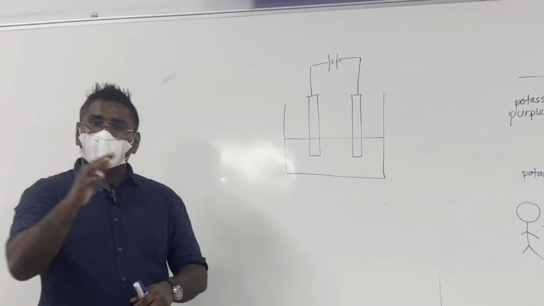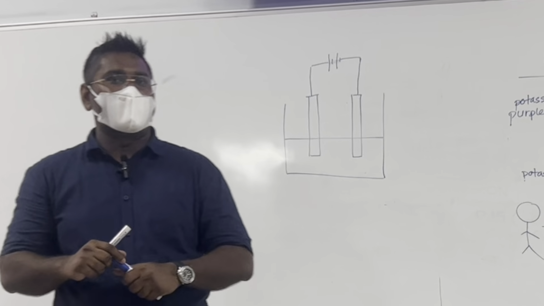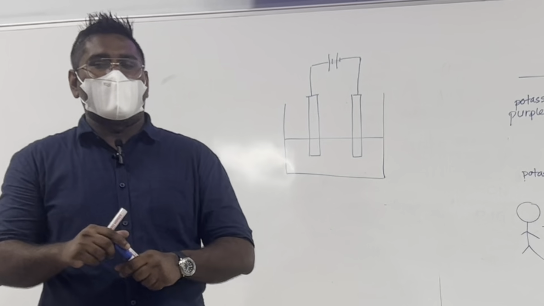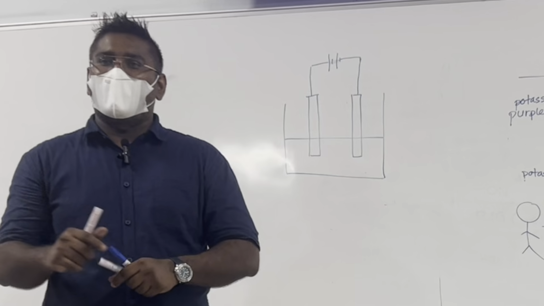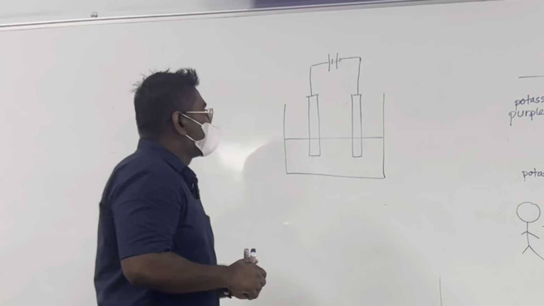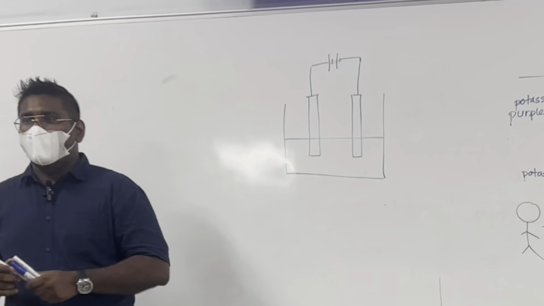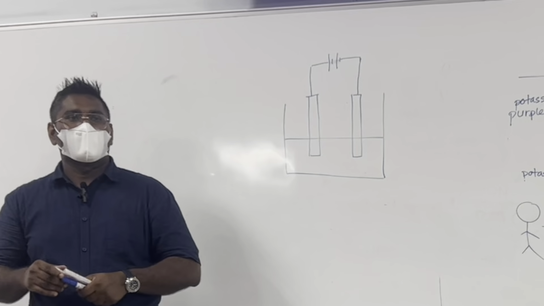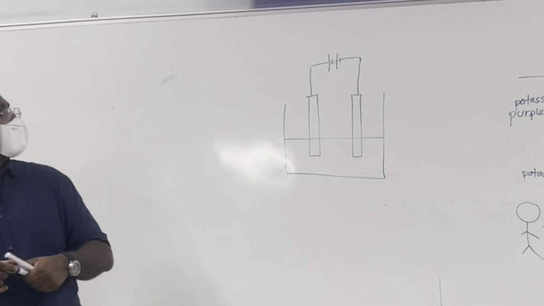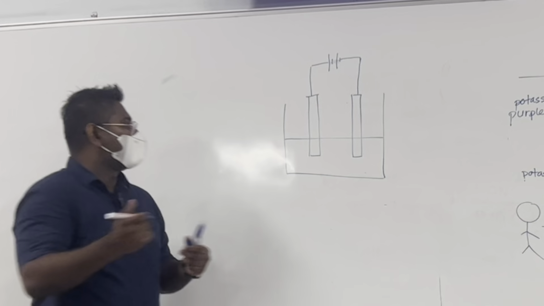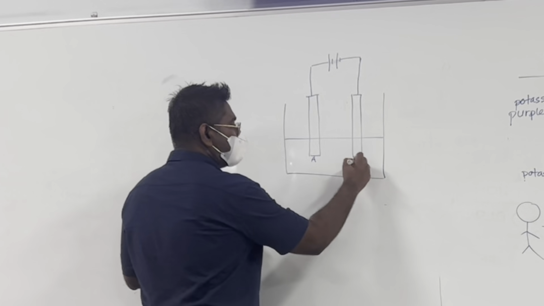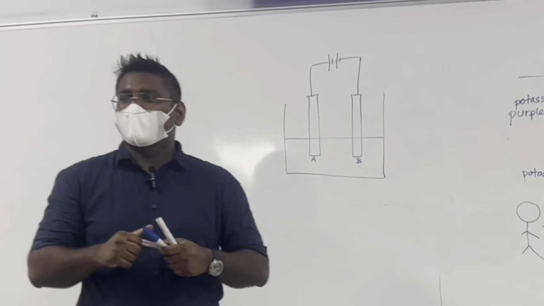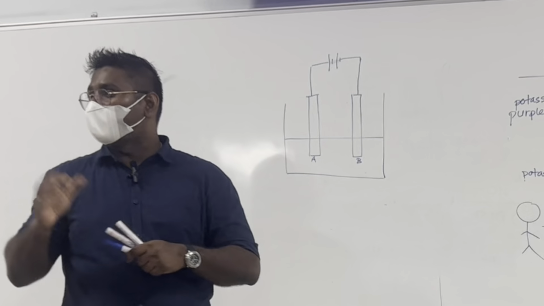So in this case, I'll just go into the basics first. Maybe in IGCSE you didn't learn in detail, but I think even in IGCSE you must start from the basics. The basic is how do you find out which one is cathode, which one is anode? Let's say this is A, this is B. A or B? This is very important.